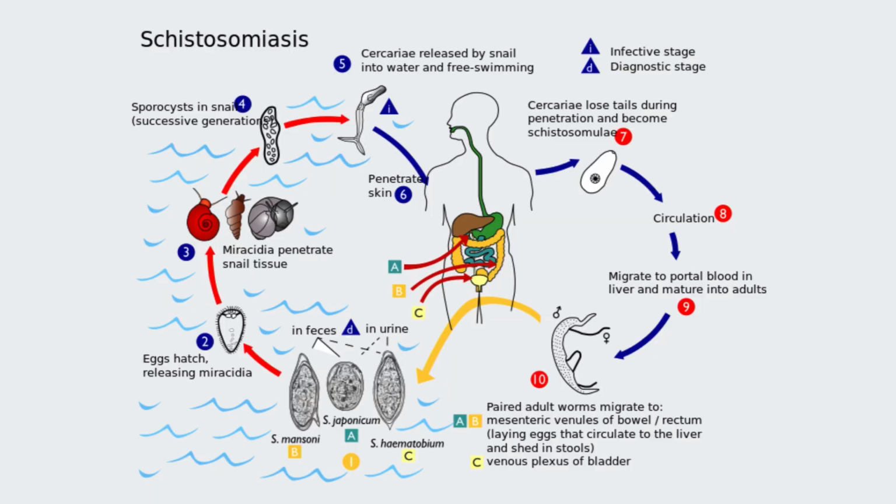Now, schistosomiasis, also known as bilharzia. It's caused by parasitic worms and is transmitted through fresh water contaminated with snails carrying the parasite. Prevention focuses on improving access to clean water and sanitation, as well as controlling snail populations. Praziquantel is the primary treatment for schistosomiasis, effective against adult worms.